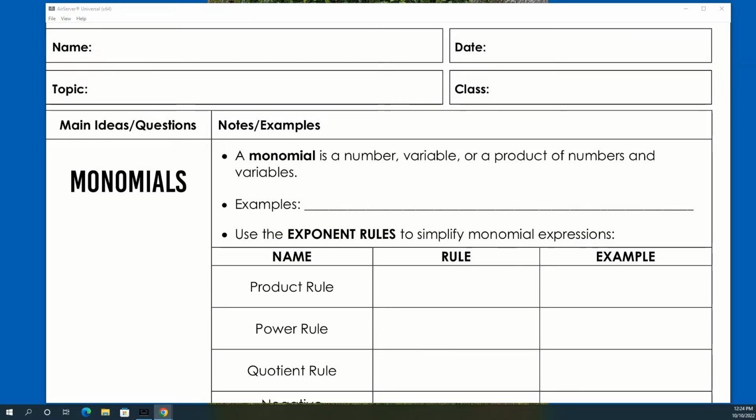All right, so this topic is Introduction to Polynomials. So we'll just say intro.